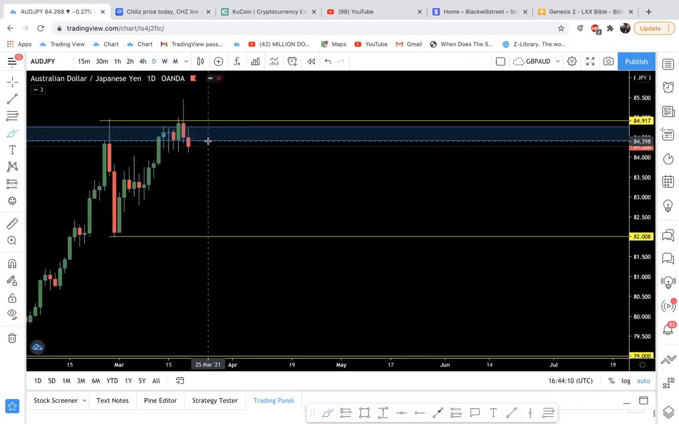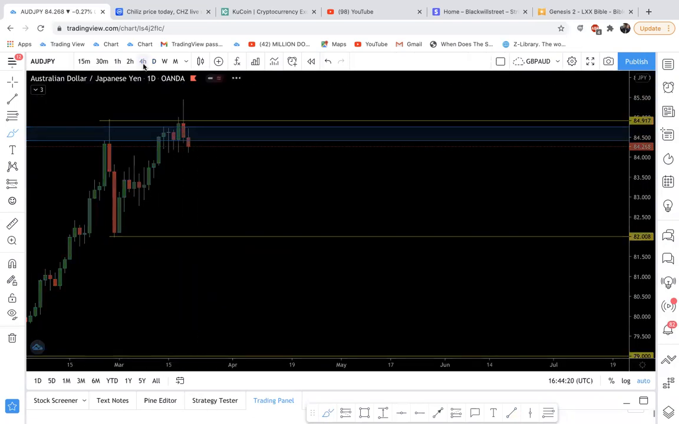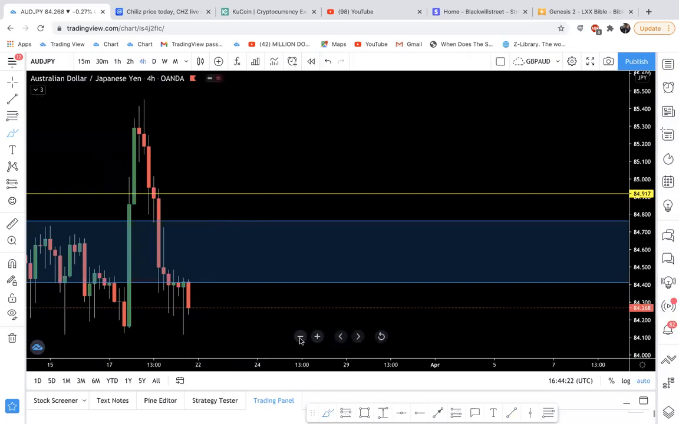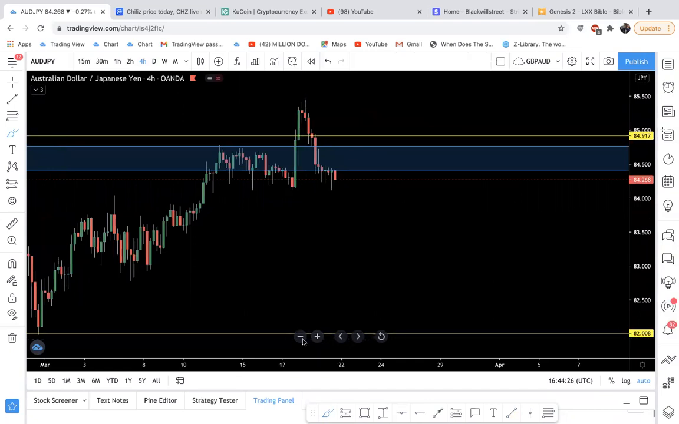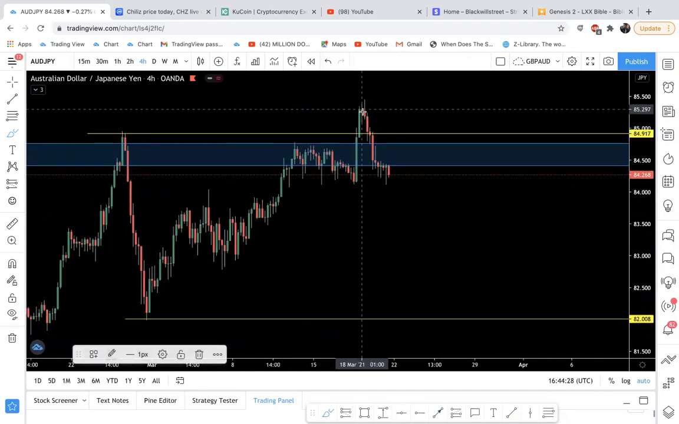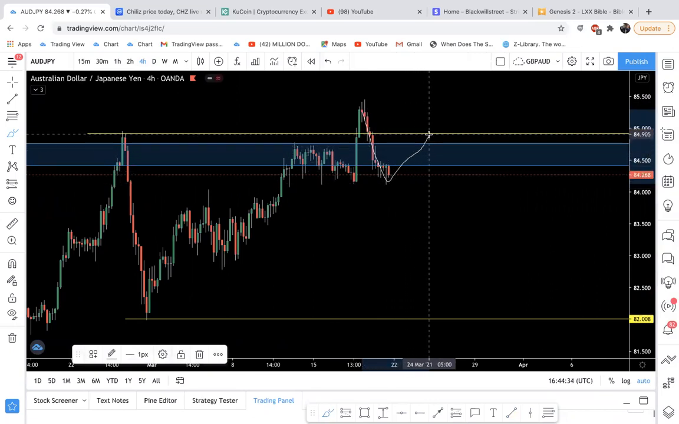Looking at the daily, price gave us a nice shooting star on that stop hunt at its high. There's a lot of orders up here, so they faked the buyers out. Looking at the 4-hour, it was a false breakout. It broke above, but it was obvious that it was false because it quickly came back sharply into this level. So with AUD/JPY, I would either look for a pullback, maybe a retest of this level, and continue.